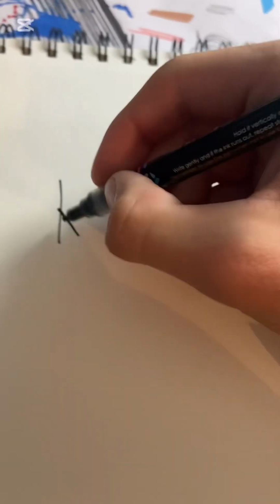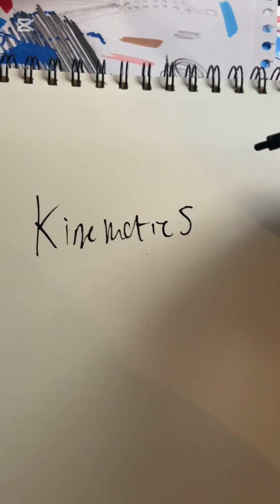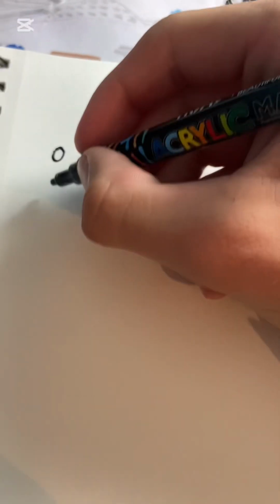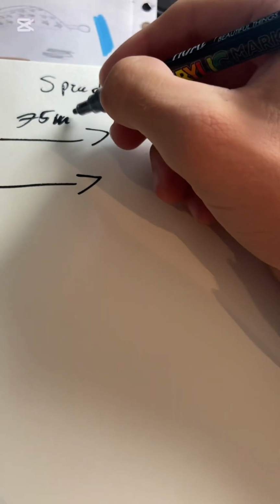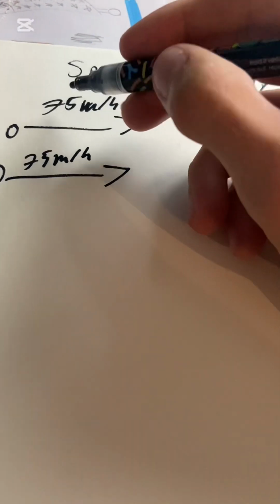Okay, now I'm going to move on to kinematics. Okay, so the first concept I'm going to be talking about is speed versus velocity. The difference between speed and velocity is, if these two objects are moving this and this, same speed, same everything, 75 miles an hour, 75 miles an hour, so that's the speed of it.